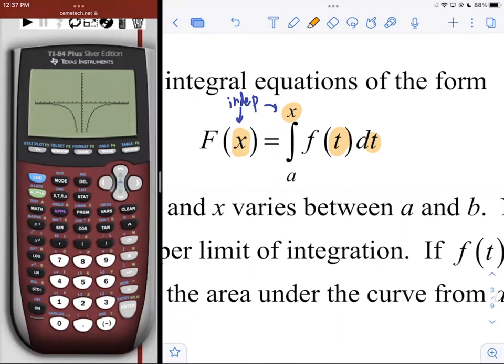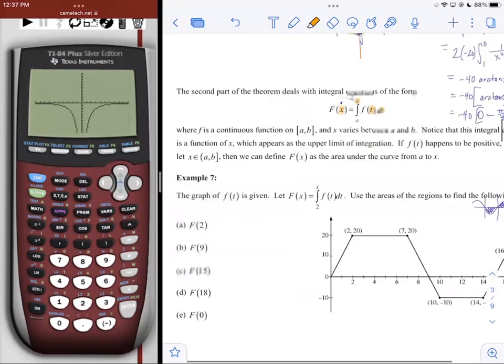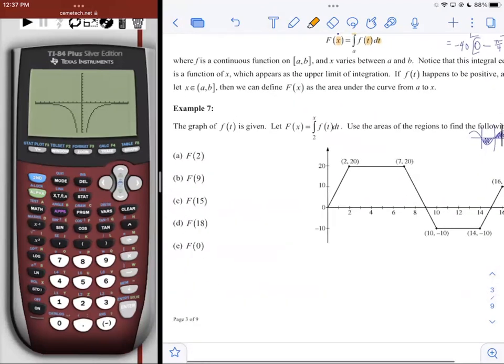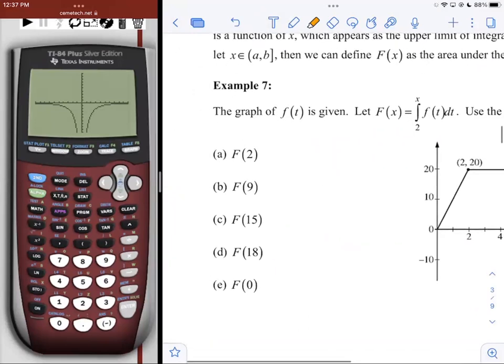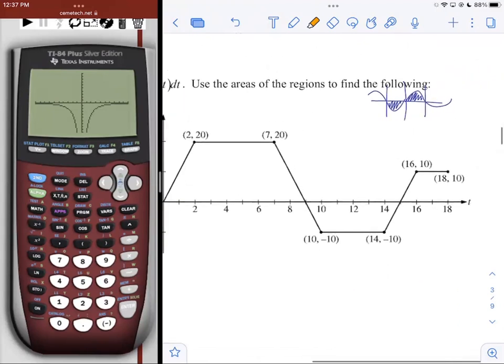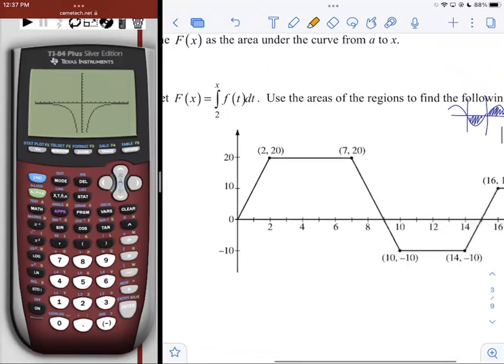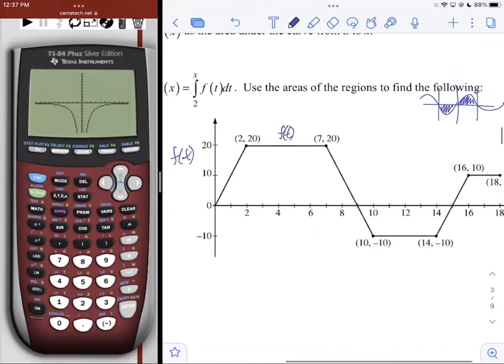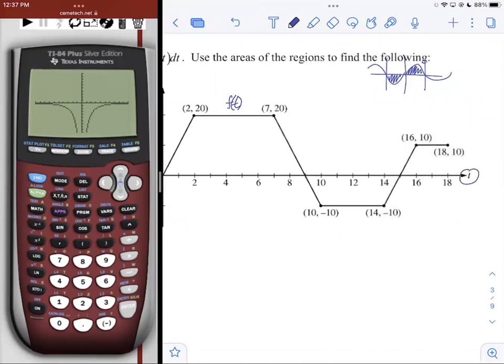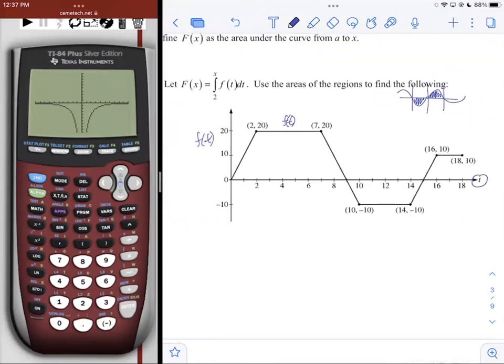Okay, sweet. Let's try it out. Here's where these types of questions come in. These make really, really good free response questions or multiple choice. The graph of f of t is given, right? Oh, okay, I see. This is the graph of f of t. So this must be the f of t values, little f of t, and this must be the t axis. Oh yeah, it is. It's defined. Okay.